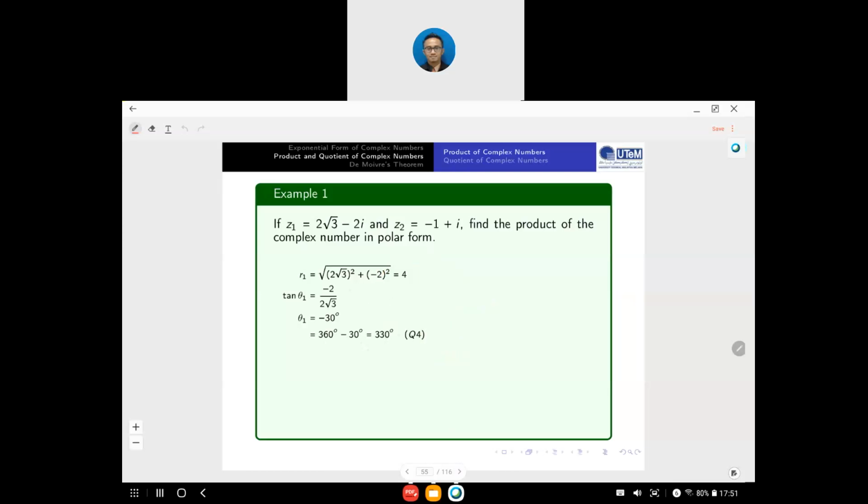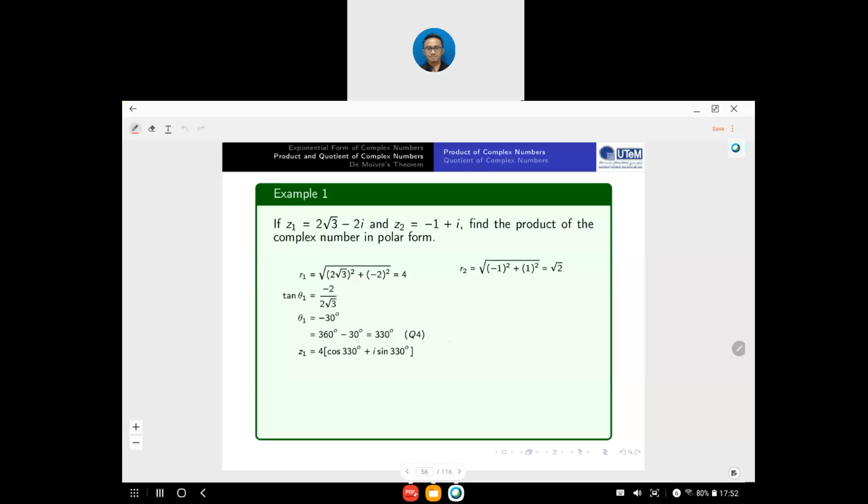Because it asks for polar form. In polar form you can choose either one, whether radians or degrees. But if it is exponential form, this one must be radians, you cannot choose. But polar form you can choose either one. So now Z1 equal to 4 (cos 330 degrees plus I sine 330 degrees).